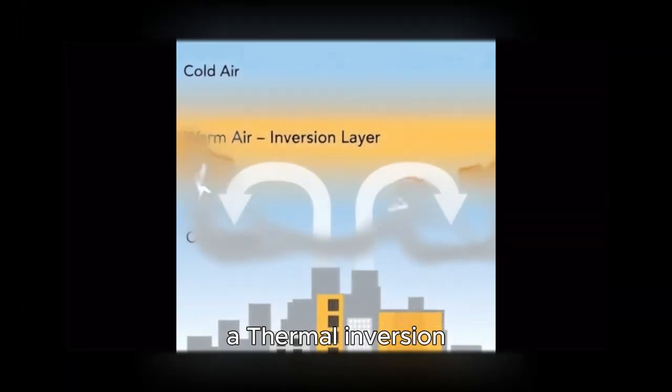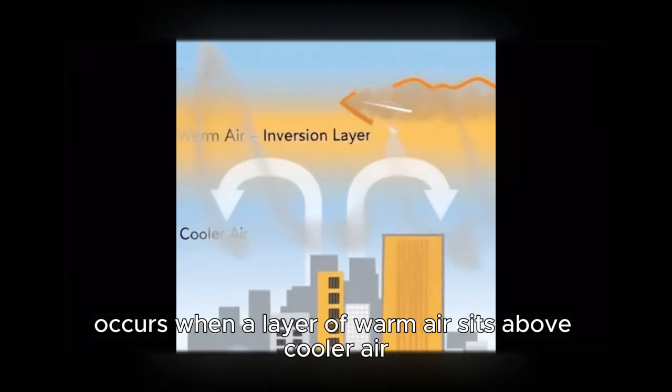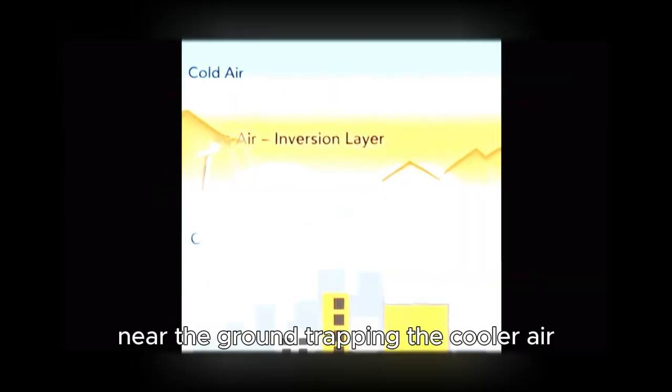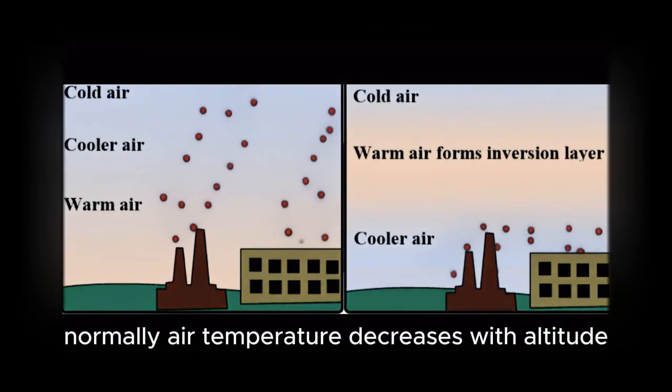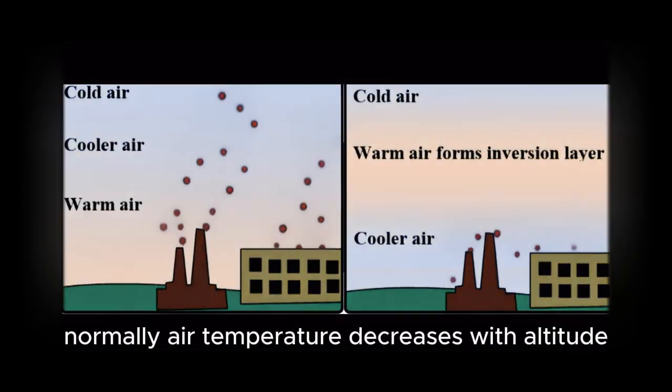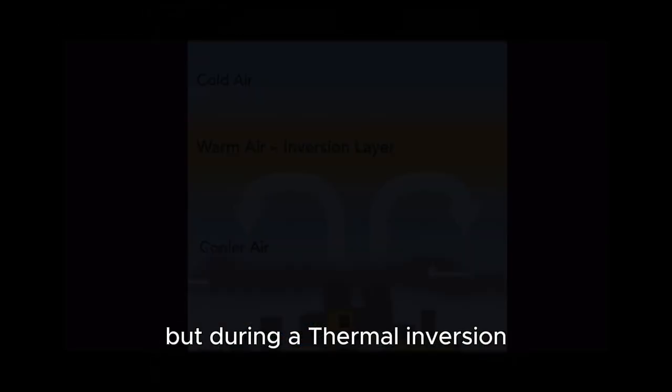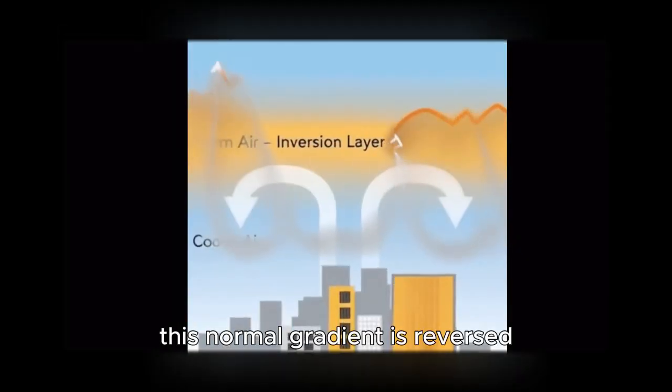A thermal inversion occurs when a layer of warm air sits above cooler air near the ground, trapping the cooler air and any pollutants close to the surface. Normally, air temperature decreases with altitude, allowing pollutants to disperse. But during a thermal inversion, this normal gradient is reversed.